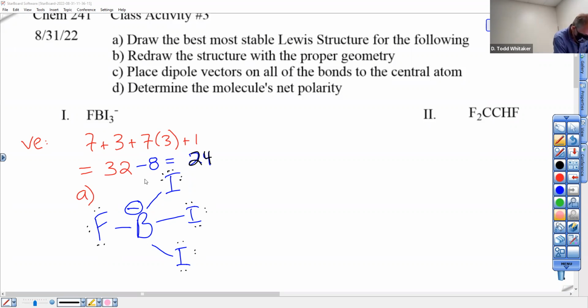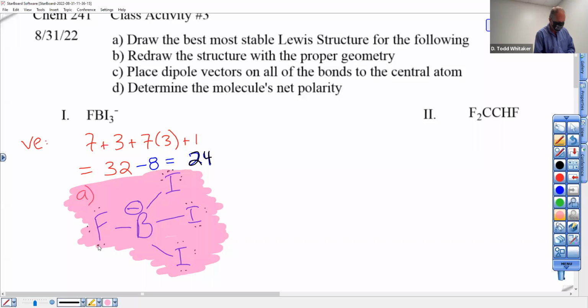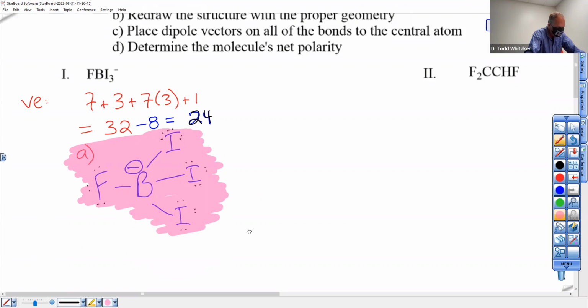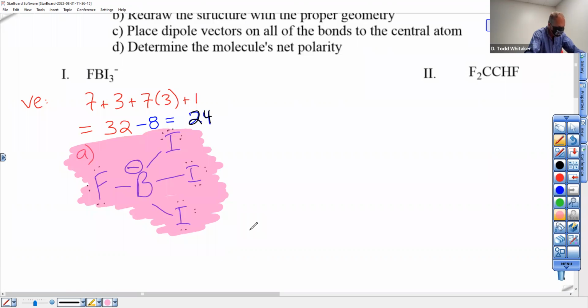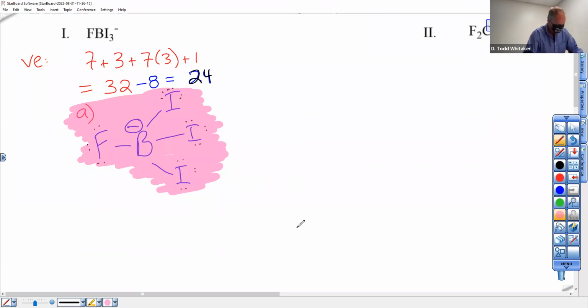I need to see that on your quiz or activity or whatever you want to call it. We're going to continue for B, C, D. Redraw the structure with proper geometry. Okay, so the Lewis part's really over. I'm going to redraw it, and I'm going to have to explain myself when I'm done.